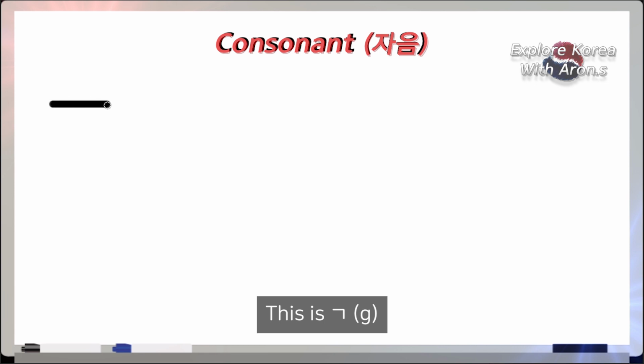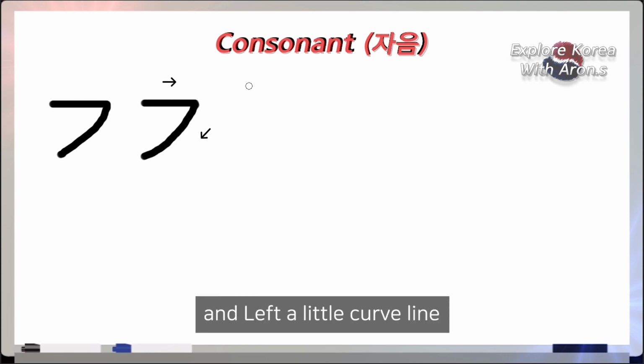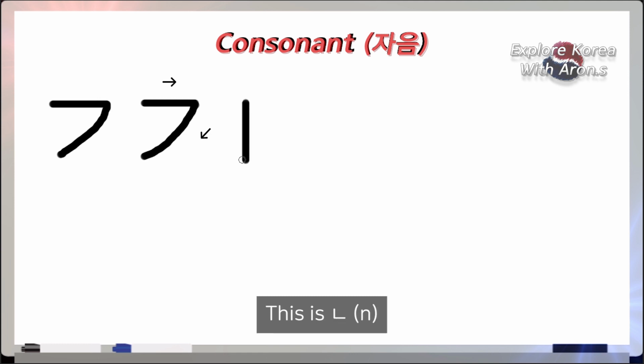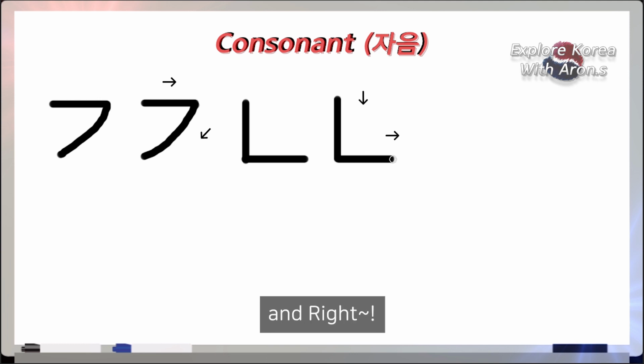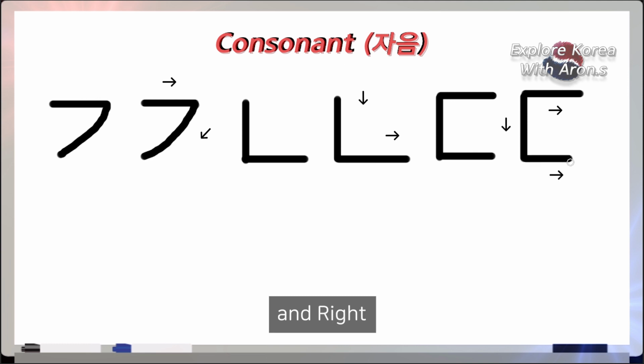This is G, G sound. Right like this, and left a little curved line. This is N, N sound. Right like this. Go down and right. It's easy. This is Digeut, D sound. Right like this, and down and right.